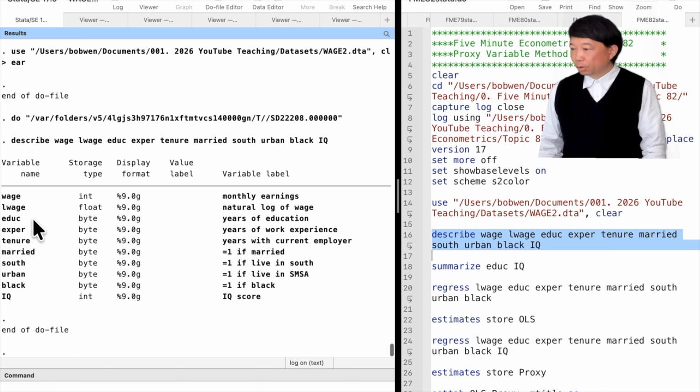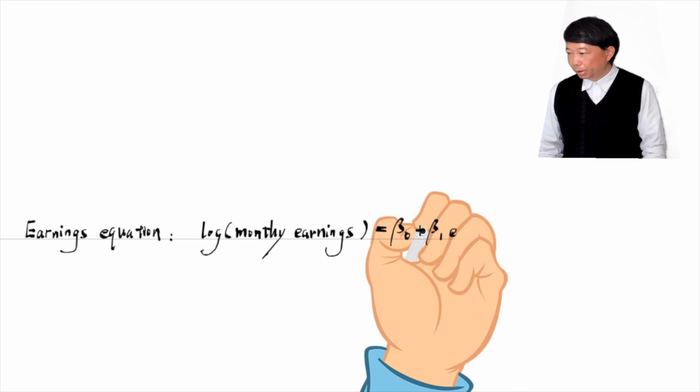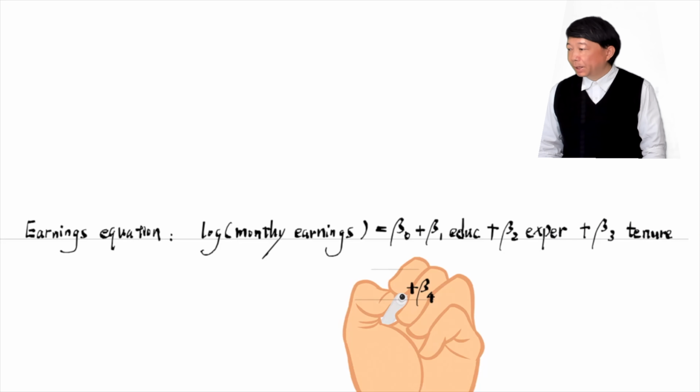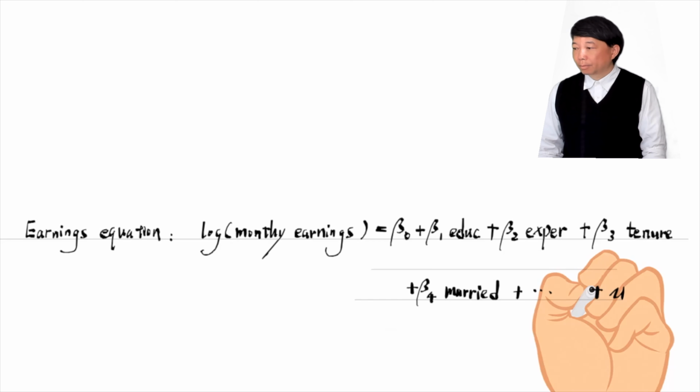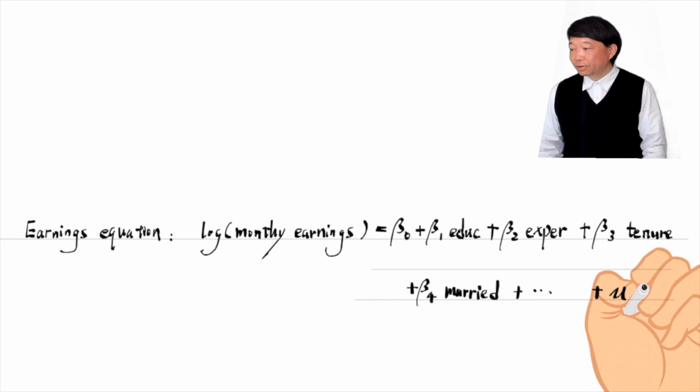This model uses education, work experience, tenure with the current employer, marital status, whether living in the South, whether living in urban areas, and race to explain monthly earnings. A well-known challenge in estimating the return to education in the model is how to control for the unobserved ability. Because ability affects workers' earnings and is also related to educational attainment, omitting it will bias the OLS estimate of the return to education.